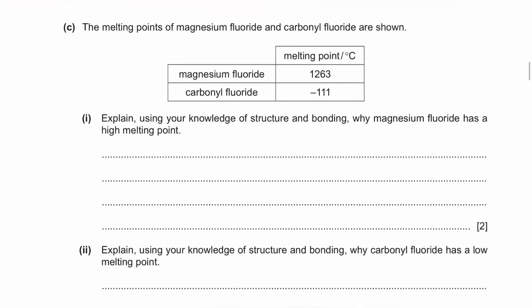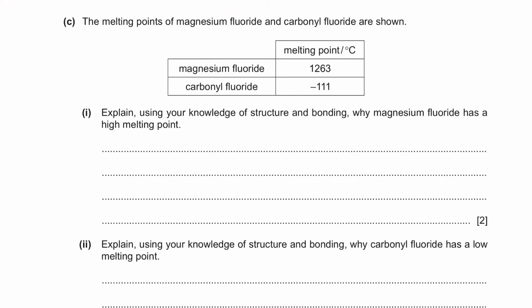Part C. The melting points of magnesium fluoride and carbonyl fluoride are shown. Explain, using your knowledge of structure and bonding, why magnesium fluoride has a high melting point. Well, it was stated in the previous question that magnesium fluoride is an ionic compound. Ionic compounds have a very high melting point because there are forces of attraction between the oppositely charged ions. That's why you need a lot of energy to break the bond.